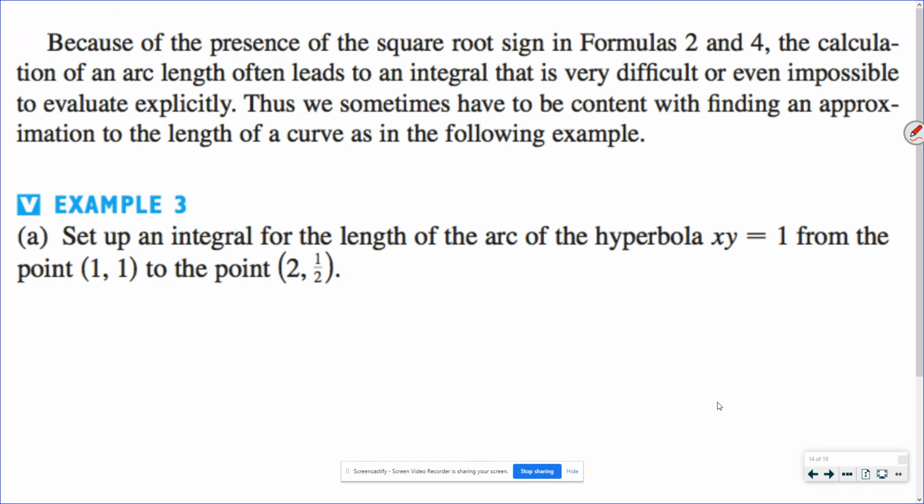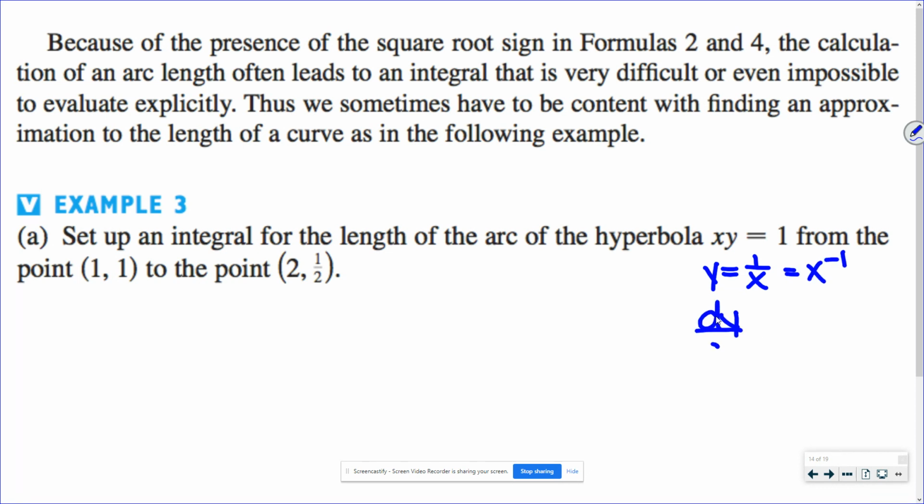Example 3. Set up an integral for the length of the arc of the hyperbola xy equals 1 from the point 1, 1 to the point 2, 1/2. So we're going to start by going over here and let's solve the equation for y, just so we have something easy to deal with. And remember that this is the same as x to the negative 1 power.